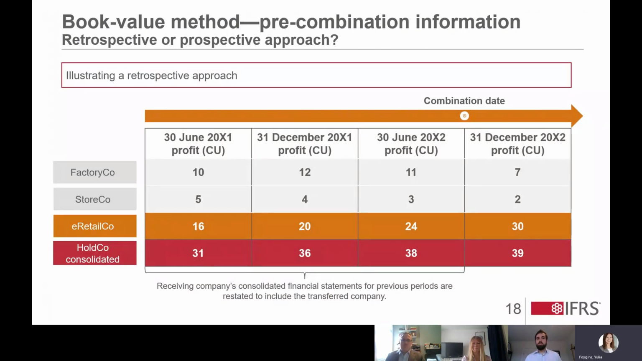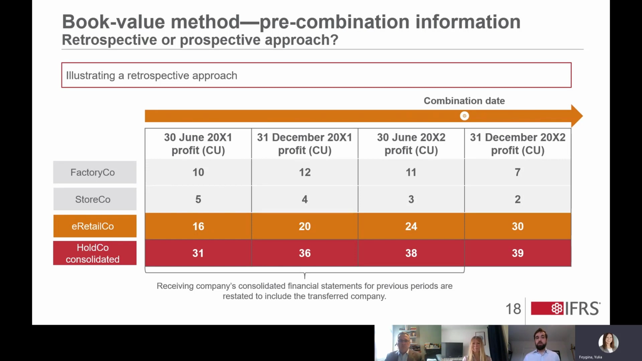Of course. The first topic we'd like your views on is which historical pre-combination information should be presented in the primary financial statements, such as the income statement of the receiving company, which was Holdco in our previous examples. As Yulia said earlier, existing IFRS standards do not describe a book value method, and there is diversity in practice in how that method is applied. This slide illustrates one approach seen in practice today, the retrospective approach.